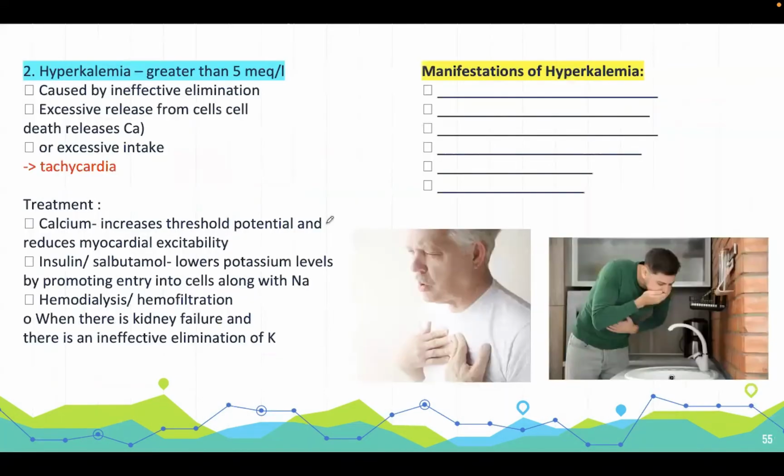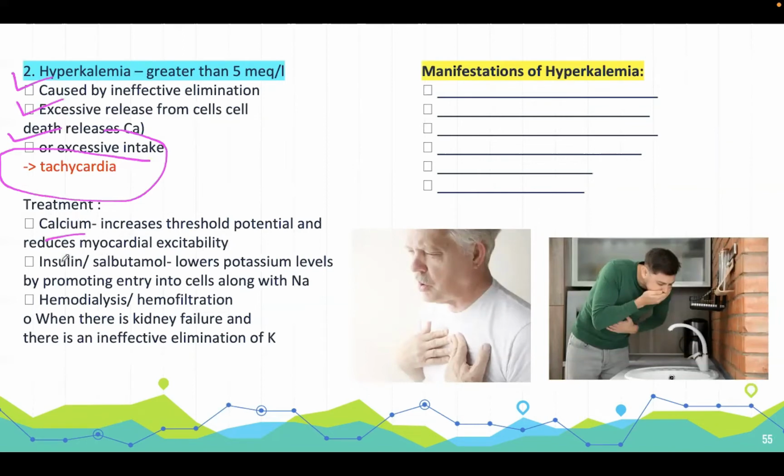Next naman is your hyperkalemia. It is greater than 5. And what are the causes? It can be caused by ineffective elimination, excessive release from cell death, or excessive intake. So pag nagkaroon ng hyperkalemia, masyado marami na yung potassium level sa katawan, it can lead to tachycardia. So what are the treatment for your hyperkalemia? Calcium. It increases the threshold potential and reduces the myocardial excitability.